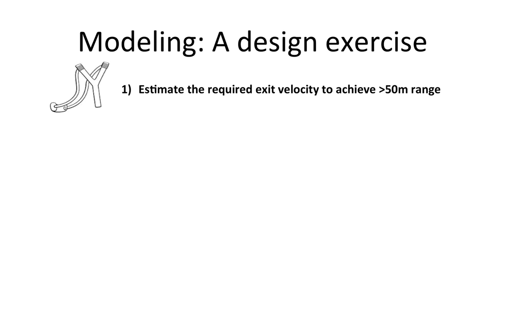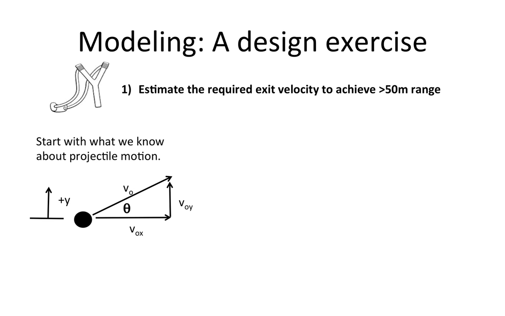The first element of this modeling exercise is to estimate the required exit velocity to achieve a 50-meter range. We're going to assume that we don't have to worry about air drag. Actually, from our last exercise, we can probably anticipate that air drag will be a factor in this kind of design, but we'll ignore it for this purpose. So we start with what we know about projectile motion again.